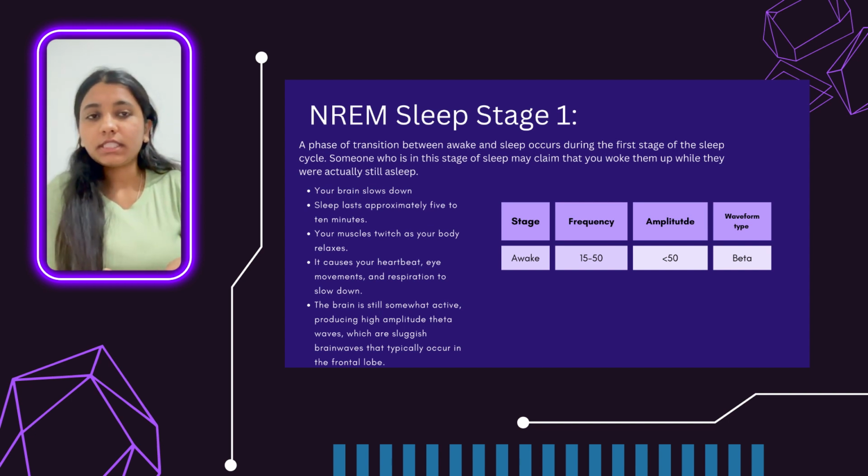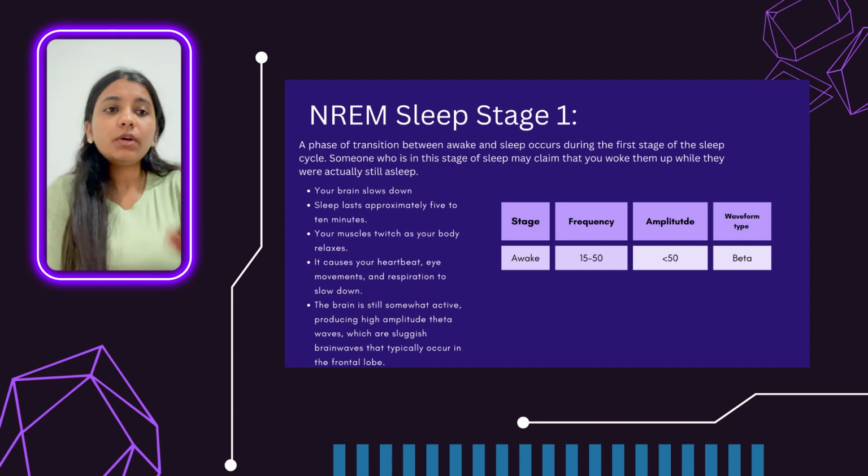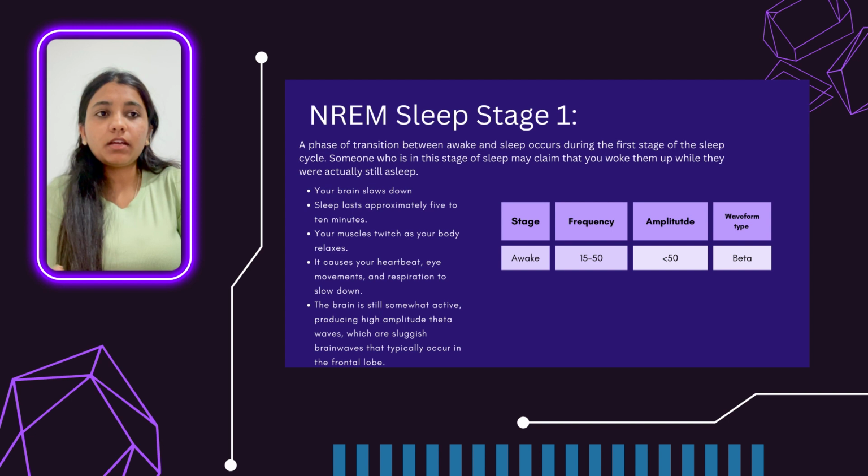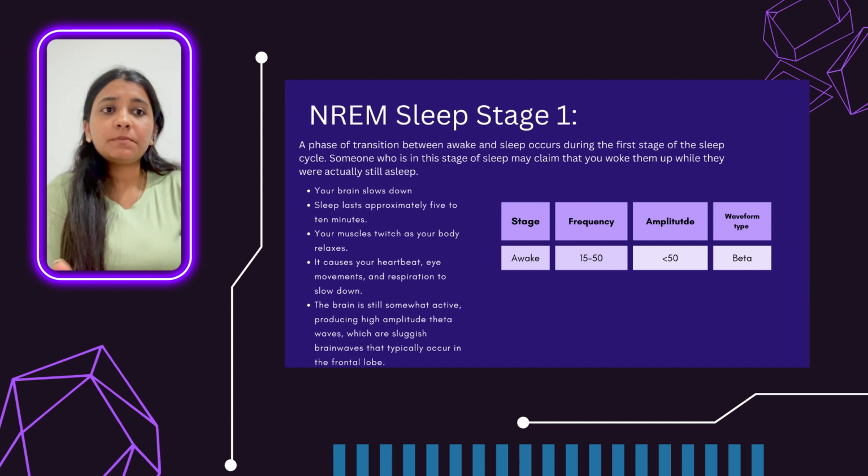What happens in this stage is your brain slows down, and it lasts approximately 5 to 10 minutes. Your muscles twitch as your body relaxes, which causes your respiration, heartbeat, and eye movements to slow down. The brain is still somewhat active, producing high amplitude theta waves, which are sluggish brain waves that typically occur in the frontal lobe. So here is the table which represents the stages: frequency, amplitude, and waveform type for NREM sleep stage 1.